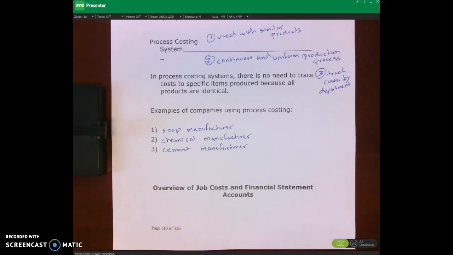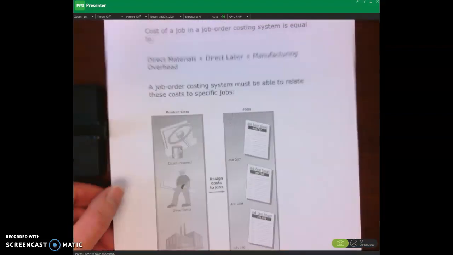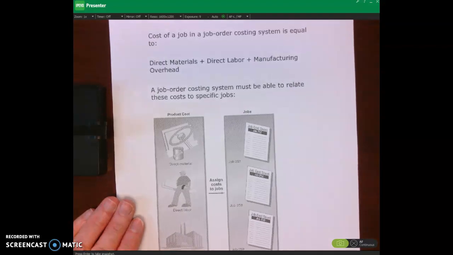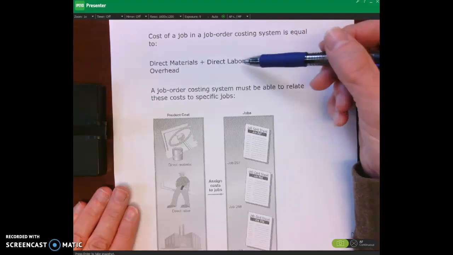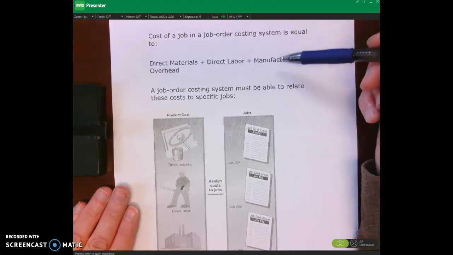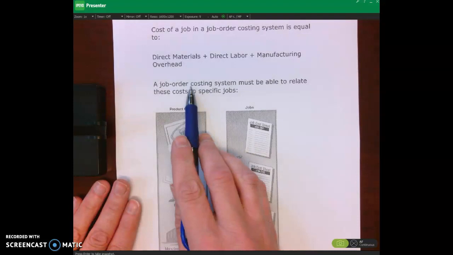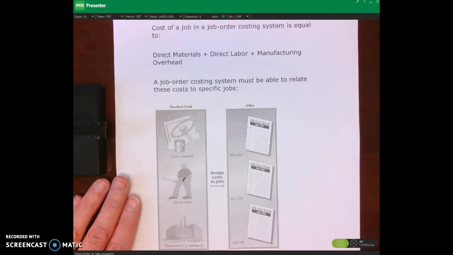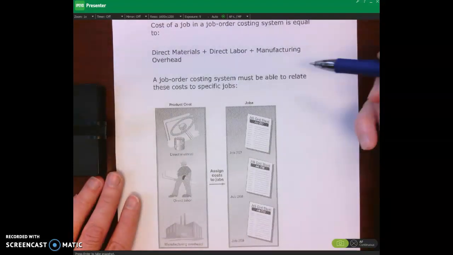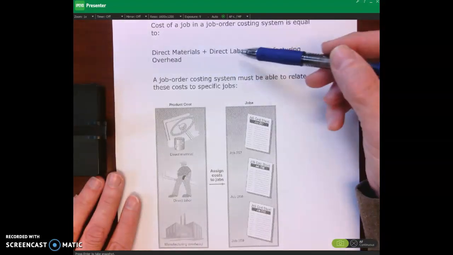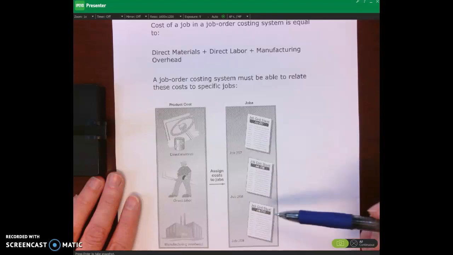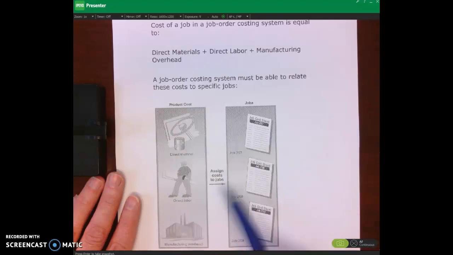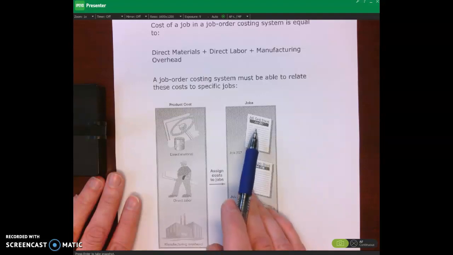So when we talk about our overview of job costs and then the financial statement accounts, you look on the next page to say that the cost of a job in a job order costing system is going to be equal to the direct materials on the job plus the direct labor for the job plus the overhead. And so what we're saying over here is that a job order costing system needs to be able to relate materials, labor, and overhead to specific jobs. They have to be able to relate that.